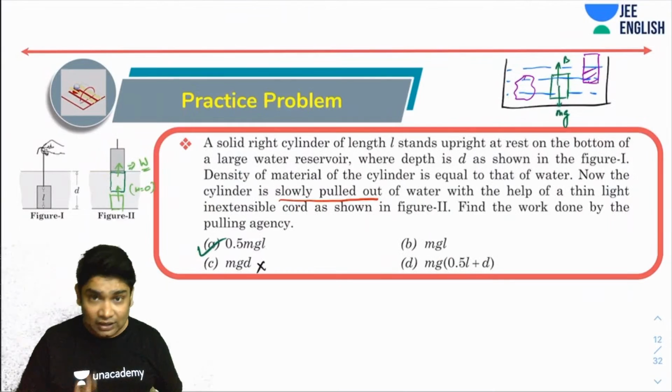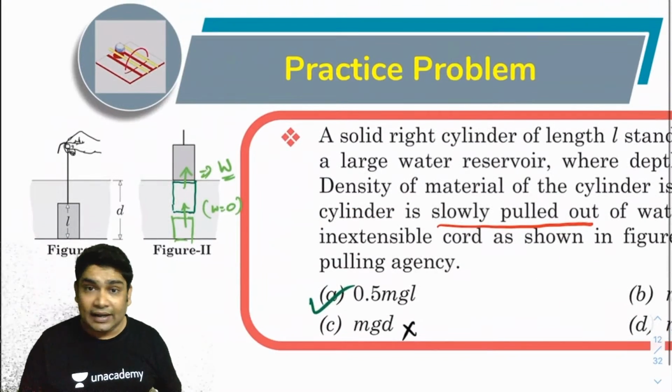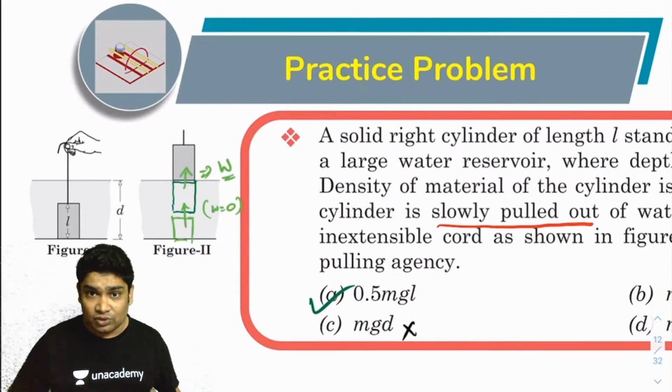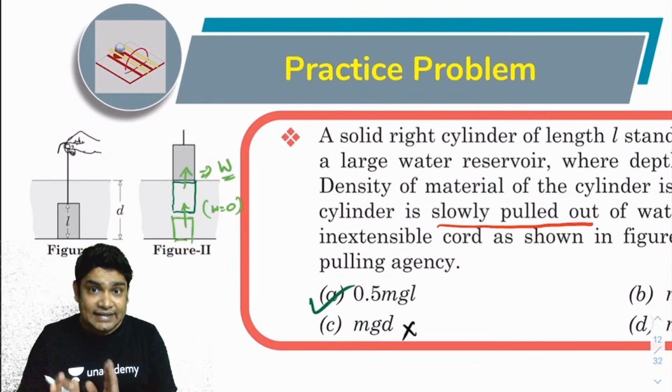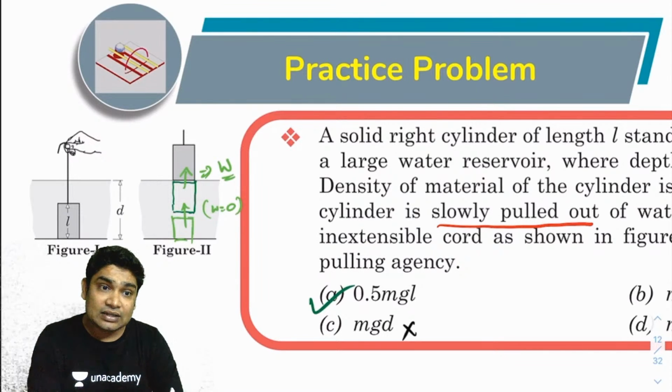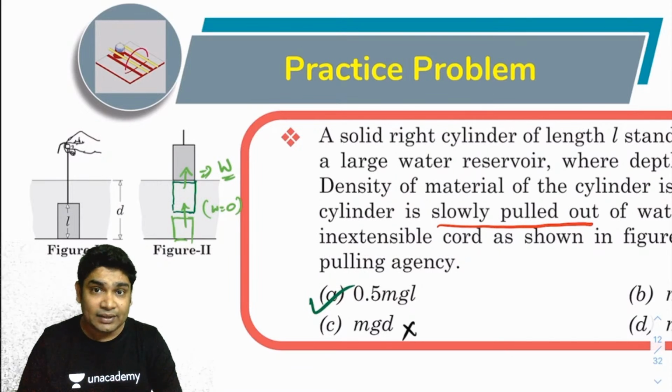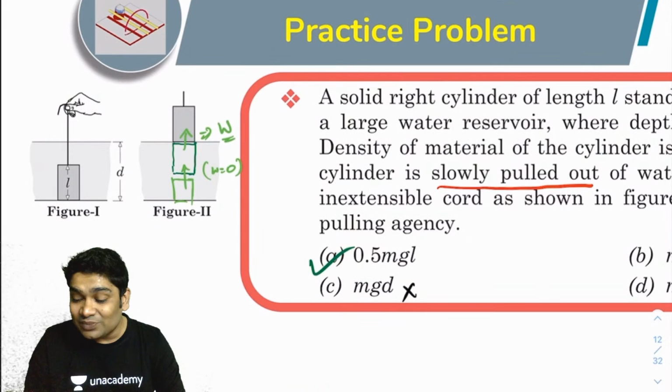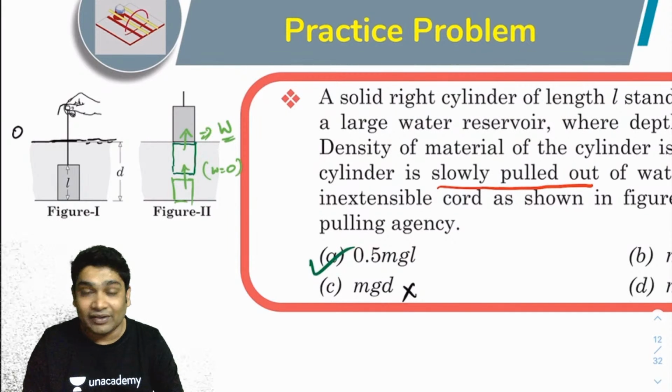Another way of looking could have been that every potential energy is associated with a conservative force. So while it is inside, the conservative force of gravity is being cancelled by the buoyant force. Agreed. So till here, I can assume that there is absolutely no potential energy. If the potential energy is zero here, then it will be zero everywhere.